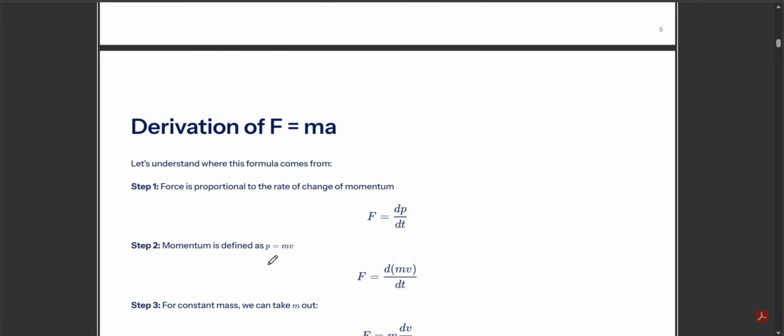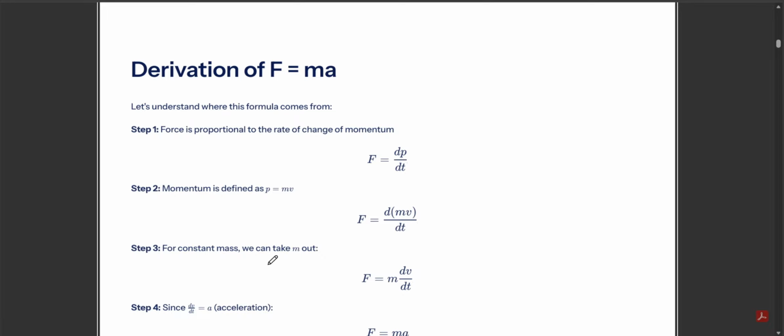Okay, and here's the derivation of F equals ma, force equals mass multiplied by acceleration. Let's understand where this formula comes from. Step 1, force is proportional to the rate of change of momentum. As you can see here, F equals dp by dt, where p is the momentum and t is the time. And what is momentum equal to?